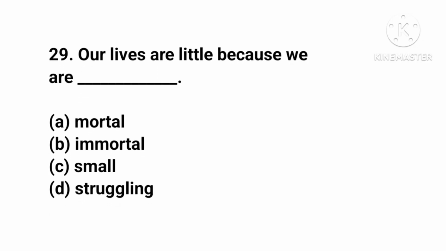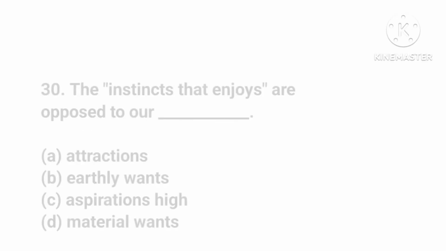Now the 29th question. Our lives are little because we are dash. Option A, mortal. Option B, immortal. Option C, small. Or option D, struggling. Correct. We are all mortals. Option A. Because we all will die one day, our lives are little. It is limited.